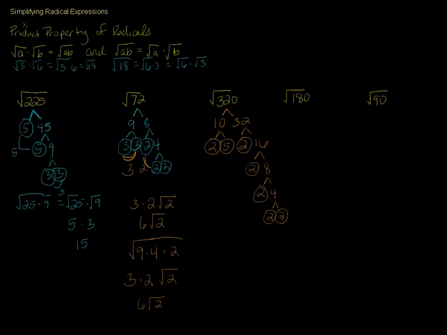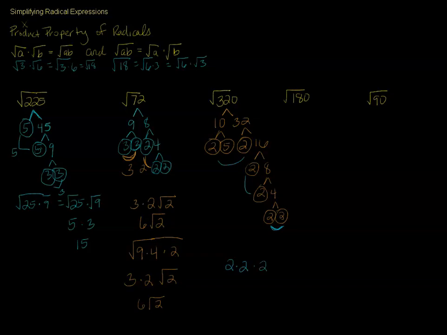All right, so we have no other 5. Okay, so here's a pair of 2's. Remember, that goes on the outside of the radical, so that counts as 1, 2. We have another pair of 2's. It counts as 1, 2 on the outside of the radical. And then we have another pair of 2's.